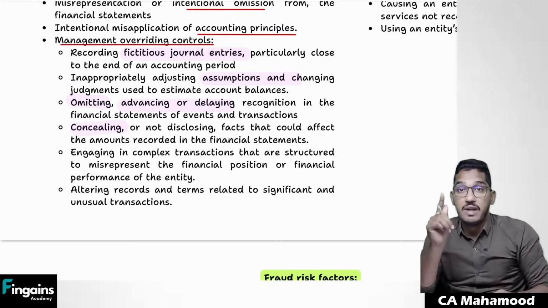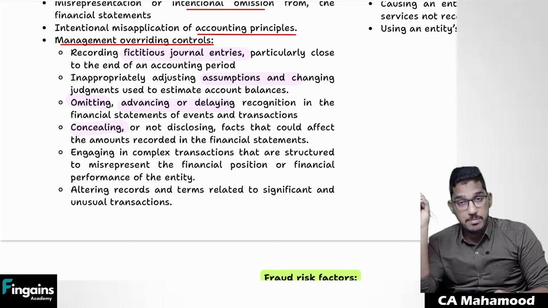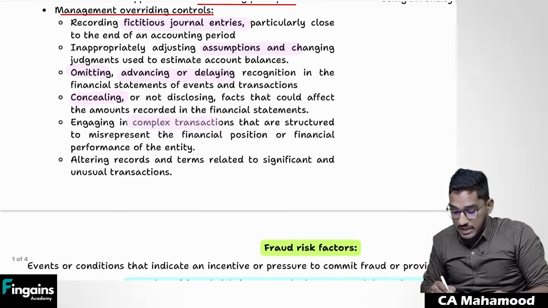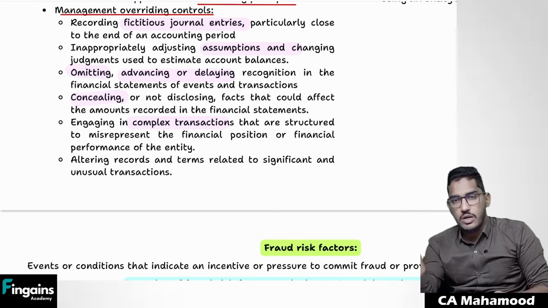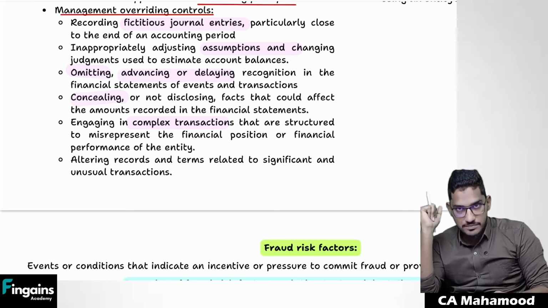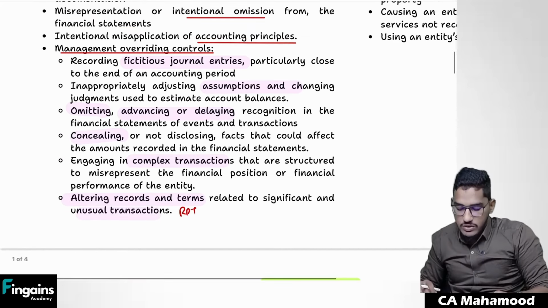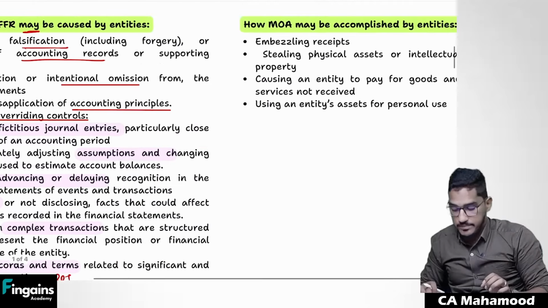Or they can conceal the facts. They can hide the important facts from the shareholders. They will hide the contingent liabilities like pending cases and all. That is also fraudulent financial reporting only. Or they will intentionally engage in complex transactions. They will engage in difficult transactions so that ordinary person cannot understand. If the ordinary person does not understand, they will not ask the questions. Next one. Or they can even alter records and terms relating to significant unusual transactions like related party transactions. So these are all the different ways in which the management can commit fraudulent financial reporting.